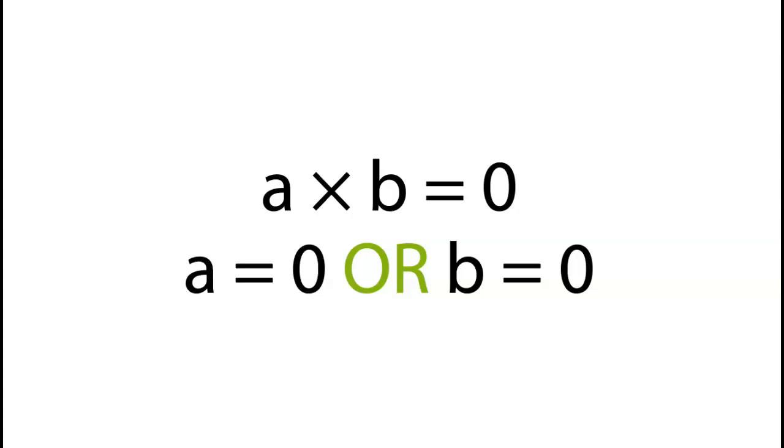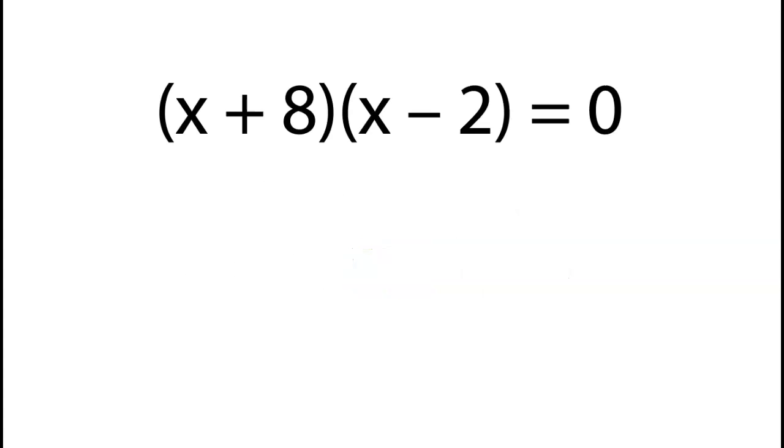All right, we're starting out here with our rule. If a times b equals 0, then either a equals 0 or b equals 0. And we're going to apply this to a problem. Here's our first problem. (x + 8) times (x - 2) equals 0.